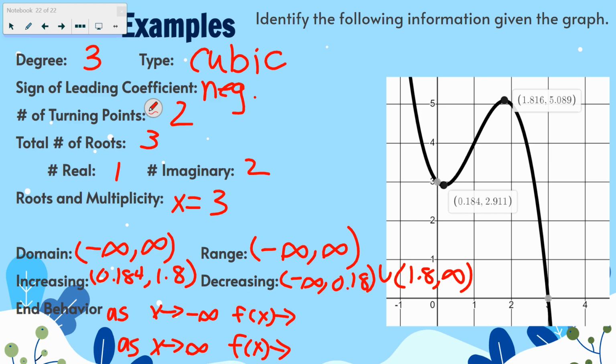As x approaches negative infinity, where are we going? So on the left side, where are we going? Positive, so positive infinity. As x approaches positive infinity, where are we going? Negative infinity. Great job. What questions do you guys have here?